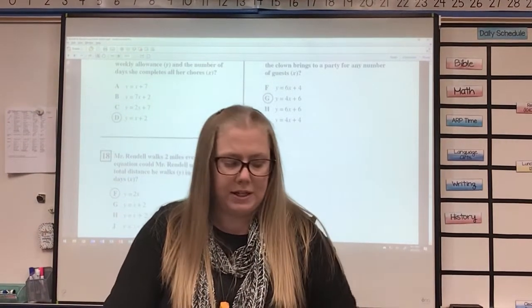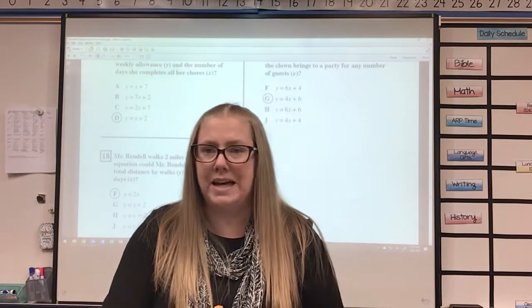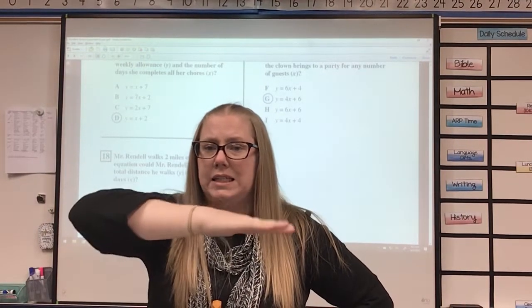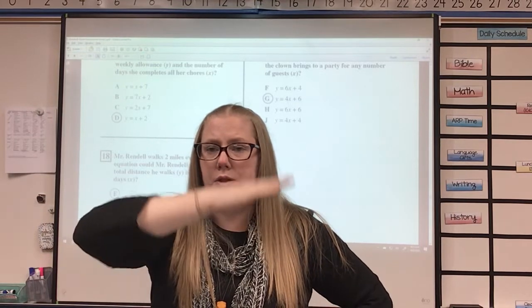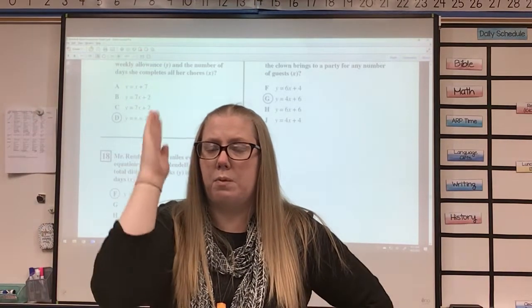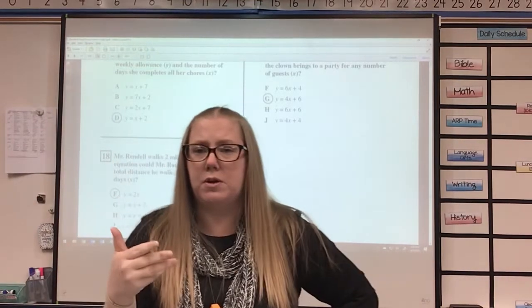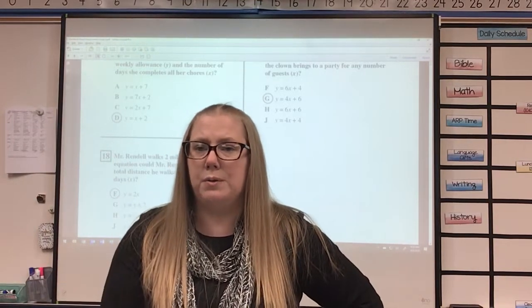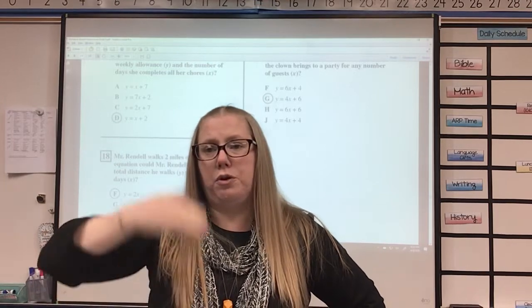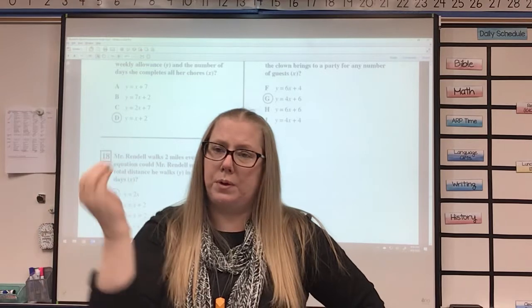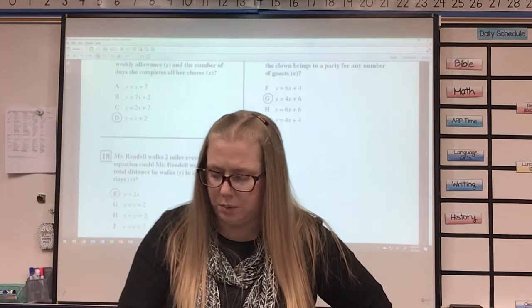Things to remember, things that you're going to see on your test. Knowing that the x-axis is left to right, so it is horizontal. Remember that y is up and down, which is vertical. So if I gave you 3, 0, you would say that you go 3 units to the right, not 3 units up or 3 units to the left, 3 units to the right.